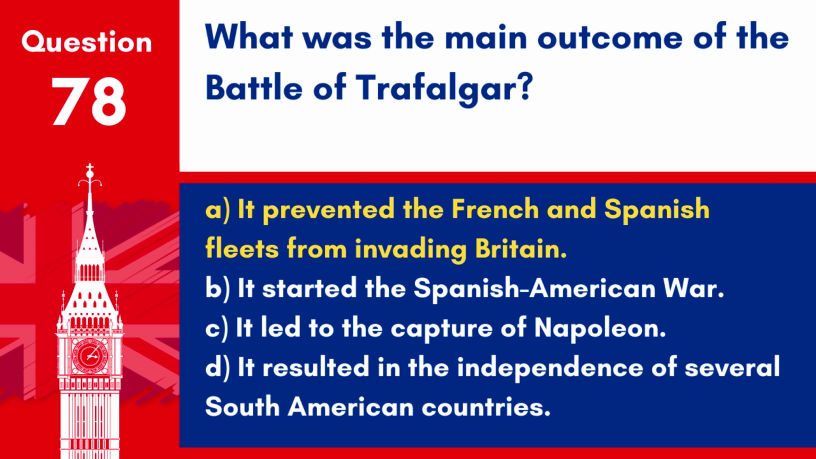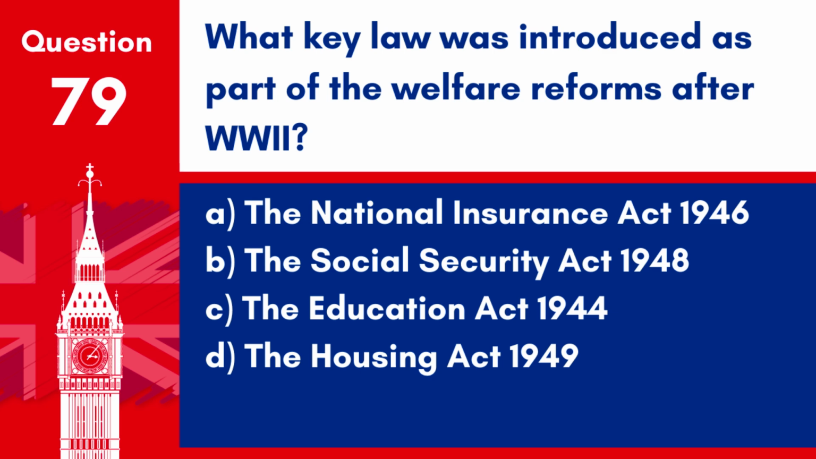Answer: A. It prevented the French and Spanish fleets from invading Britain. The Battle of Trafalgar in 1805 was a pivotal naval engagement during the Napoleonic Wars, ensuring British control of the seas and preventing a planned invasion. Question 79. What key law was introduced as part of the welfare reforms after World War II?